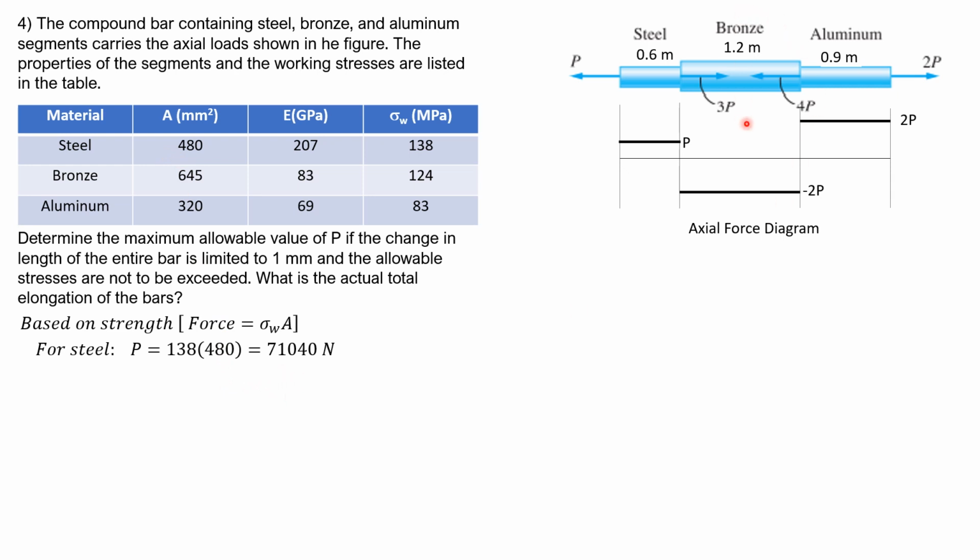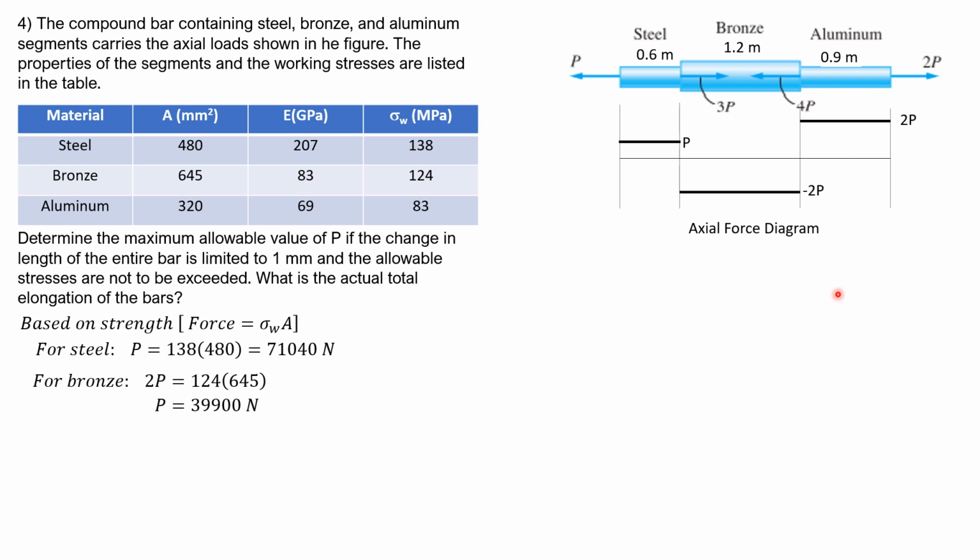Next, for bronze, the compressive load is 2P. Anyway, this is for both compression and tension. So for bronze, the load is 2P and it is equated to the allowable compressive stress 124 times the area of bronze 645. So solving for P, it is 39,900 newtons.